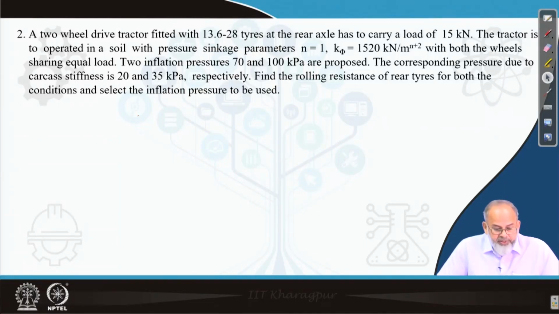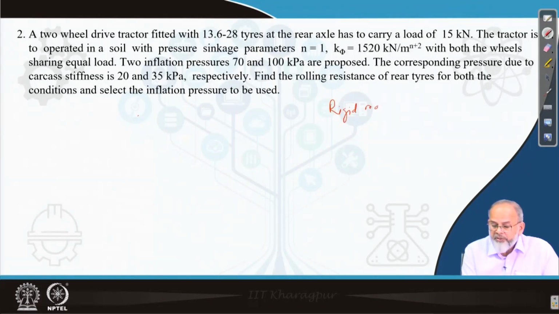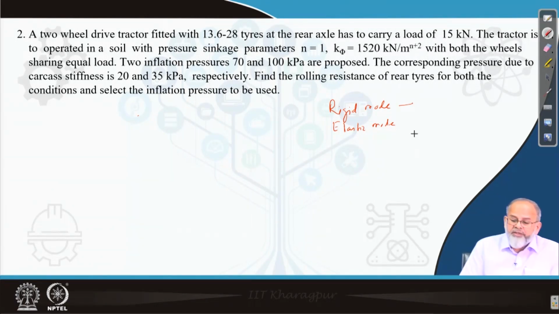So, when I said it is a pneumatic wheel, the first thing you have to look into is what is the mode of operation. There are two modes of operation. One is rigid mode, the other one is elastic mode. If it is rigid mode, then you have to follow Baker's equation. If it is elastic mode, you have to follow other formulas which we have already derived in our theory classes. So, to find out the mode of operation, we have to first find out what is the critical ground pressure.